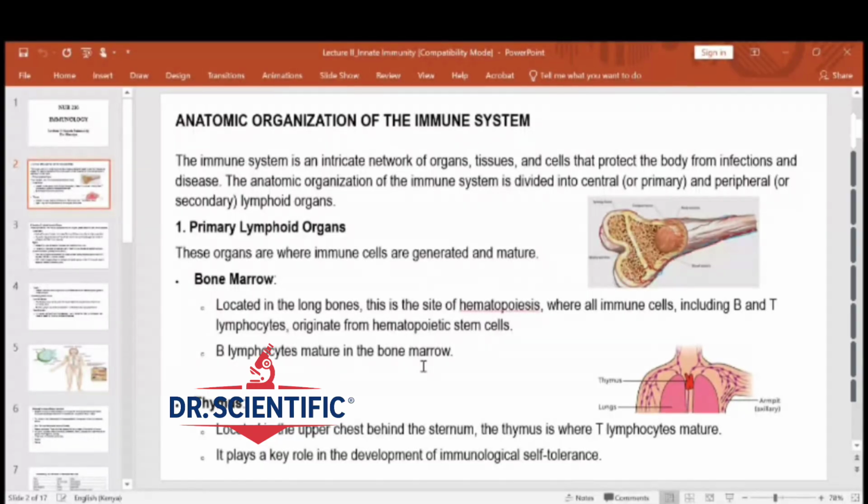The other lymphoid organ is the thymus. Anatomically, the thymus is located just in front of the sternum, between your lungs here. And this is where the T lymphocytes mature. In fact, the word T emanates from thymus.